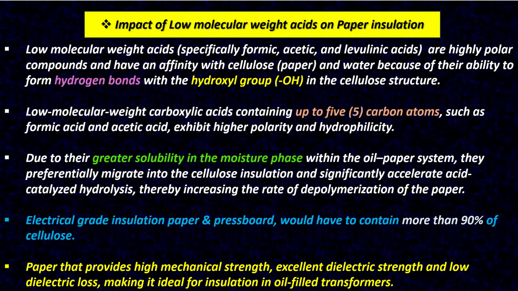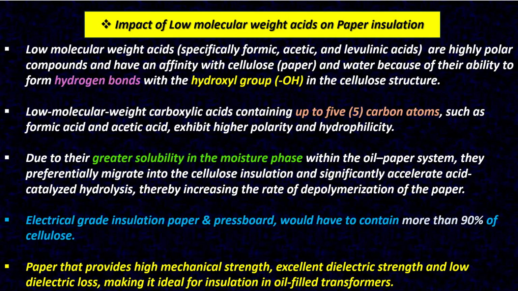Low molecular weight carboxylic acids containing up to 5 carbon atoms, such as formic acid and acetic acid, exhibit higher polarity and hydrophilicity. Due to their greater solubility in the moisture phase within the oil paper system, they preferentially migrate into the cellulose insulation and significantly accelerate acid catalyzed hydrolysis, thereby increasing the rate of depolymerization of the paper.